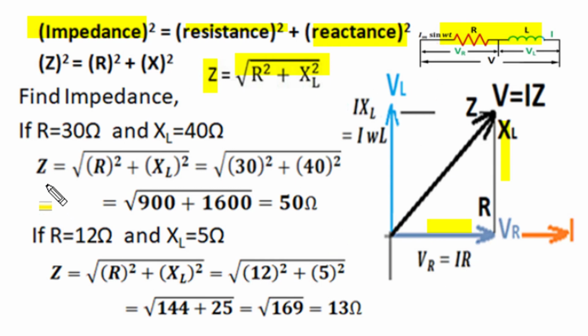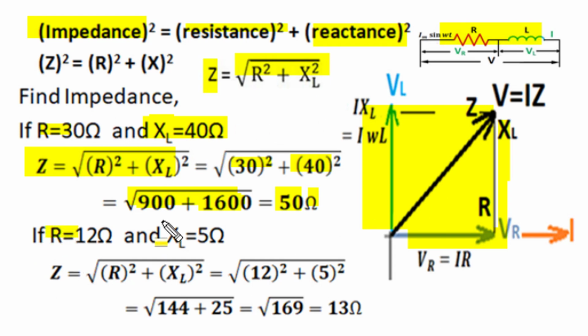Two examples will illustrate this conveniently. If the circuit resistance is 30 ohm and the inductive reactance is 40 ohm, then their sum is not 70. This Pythagoras summation is obtained by the hypotenuse as the square root of base square plus perpendicular square, and it is 30 square plus 40 square. 30 square is 900, 40 square is 1600, the total is 2500, and the square root gives 50 ohm as the value of impedance for R 30 ohm, XL 40 ohm.